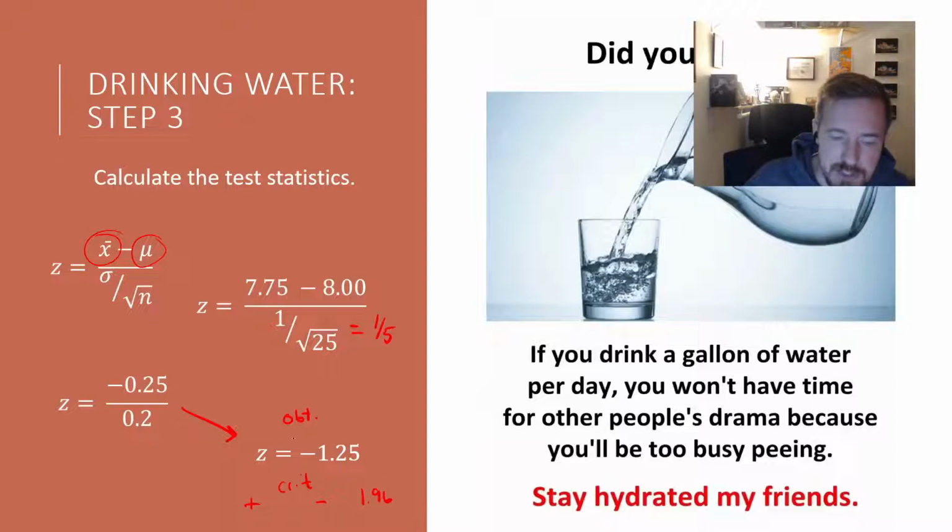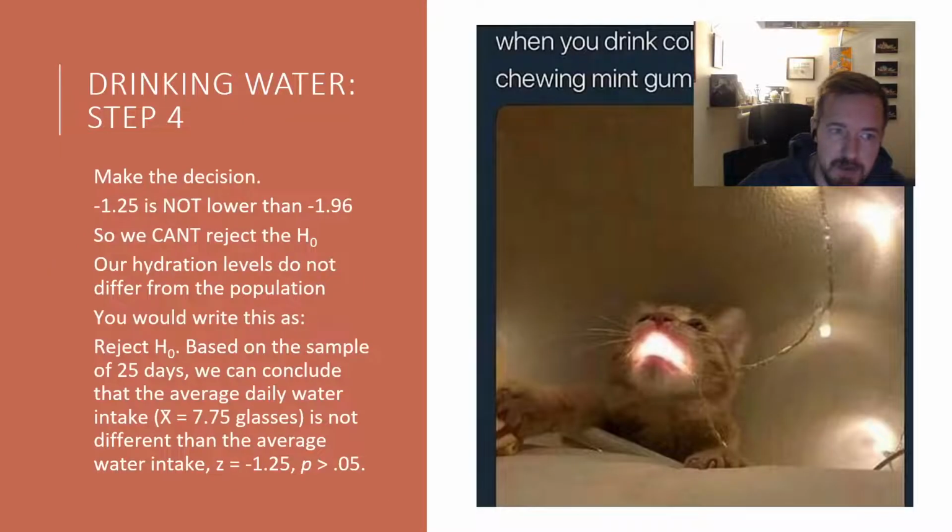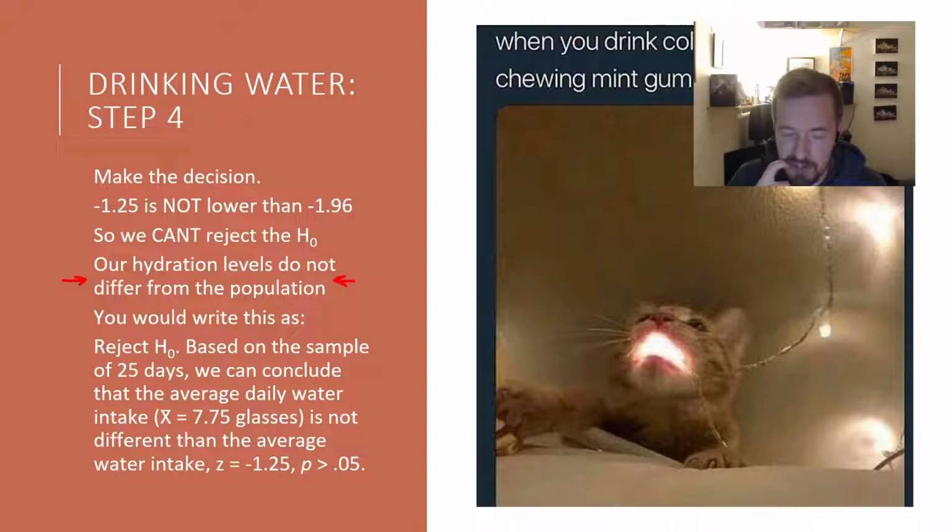So now you should ask yourself, does this value exceed one of your Z criticals? It does not, which takes us to step 4, make a decision. So 1.25 is not lower than 1.96. That means that we cannot reject the null hypothesis, which means that our hydration levels do not differ from the population. Even though 7.75 is a little bit below 8, what we are saying is that whenever you actually account for the variability that all of us experience in drinking water, there is no difference there. We don't drink more or less than any other population here.